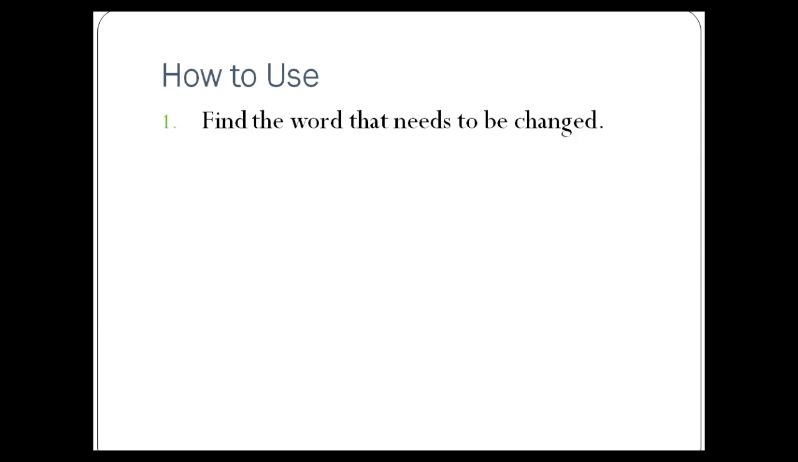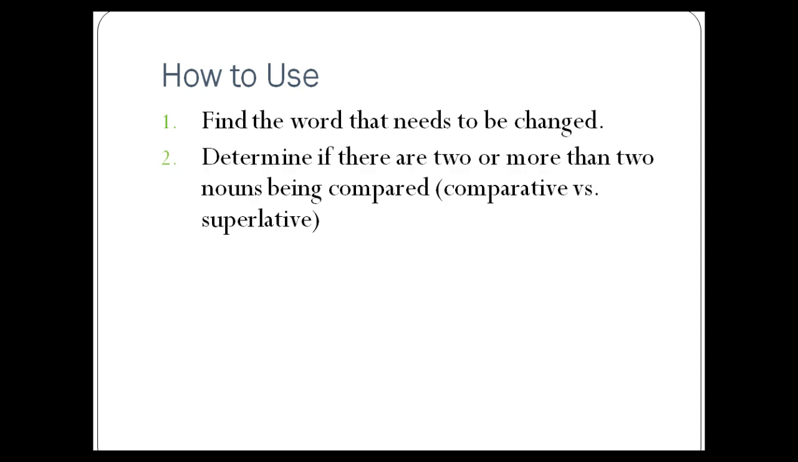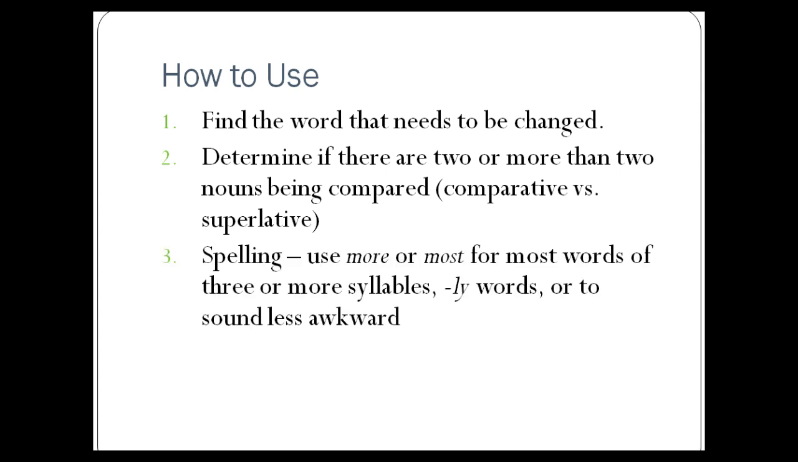How do we use these? Well, first find the word that needs to be changed, or at least the comparison word in the sentence. Then you have to decide if there are two or there are more than two nouns being compared. If there are only two, then you use the comparative form. If there are more than two things being compared, use a superlative form.